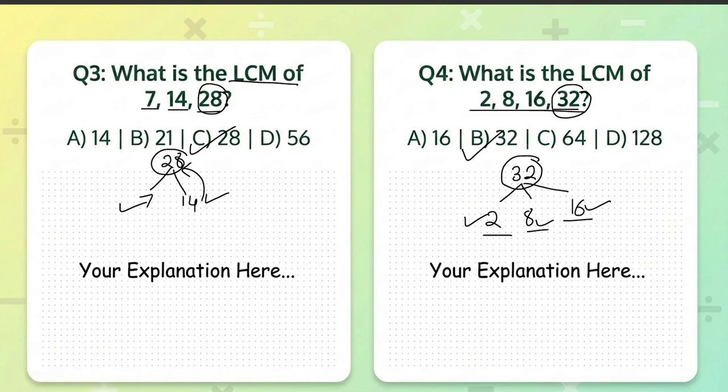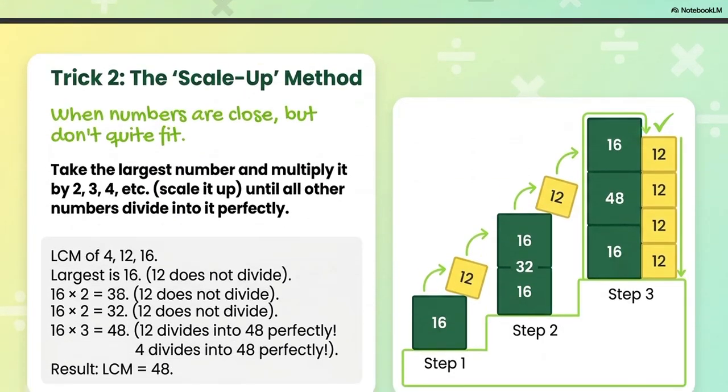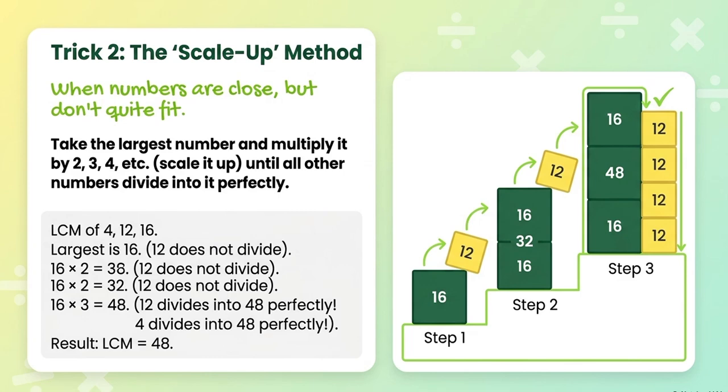Now let's cover the second trick. What if the smaller number does not divide the bigger number? That is called the scale-up method. Look at the example 4, 12 and 16. What is the bigger number here? 16. Let's apply the first trick first. The first number is 4. 4 divides 16? Yes. Second number 12. 12 divides 16? No. So in here our first method will fail.